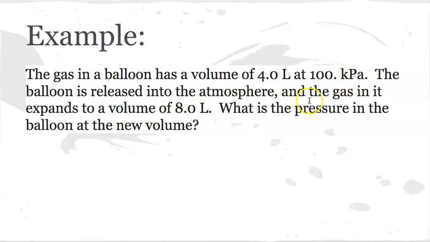So as an example here, the gas in a balloon has a volume of 4 liters at 100 kPa. The balloon is released into the atmosphere and it expands to 8 liters. What is the new pressure? So we're going to say pressure 1 times volume 1, 100 times 4, equals pressure 2 times volume 2. So 100 times 4 equals P2 times 8. Hopefully you see if the volume doubles, the pressure halves. So the new pressure is 50 kPa.